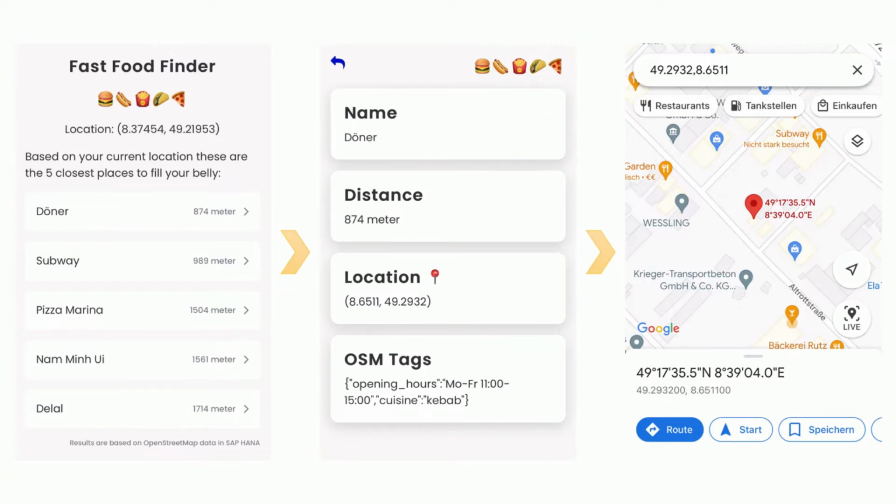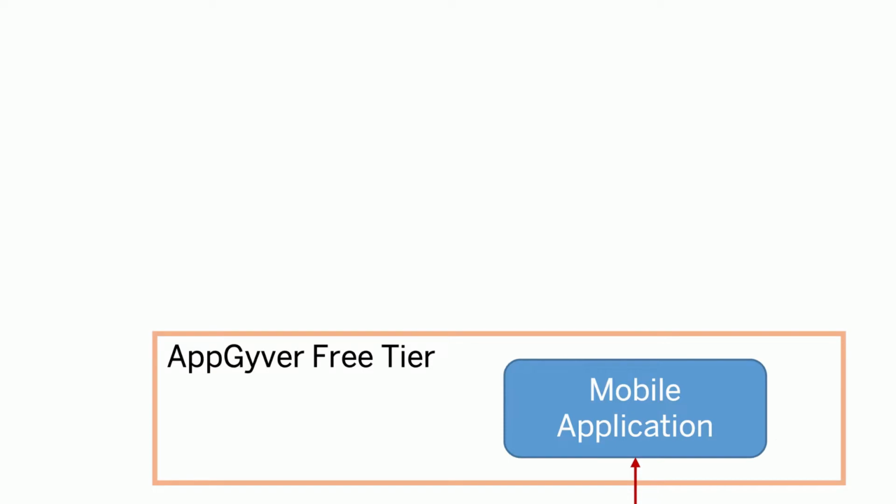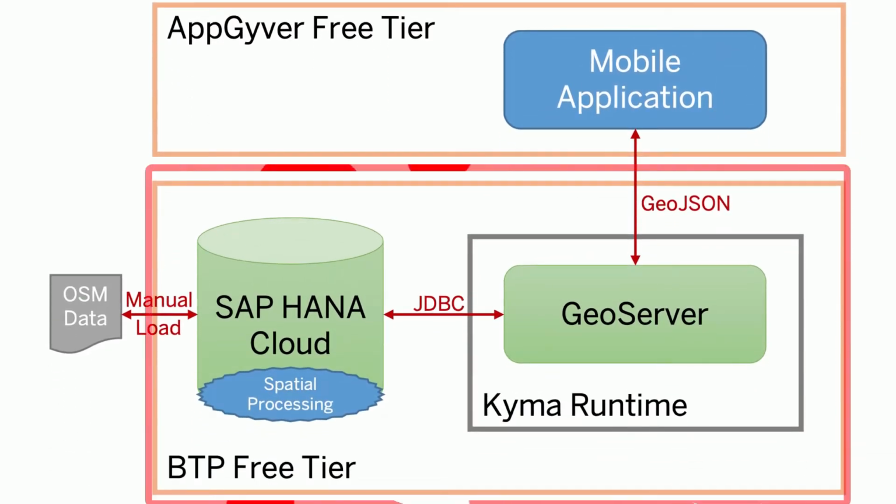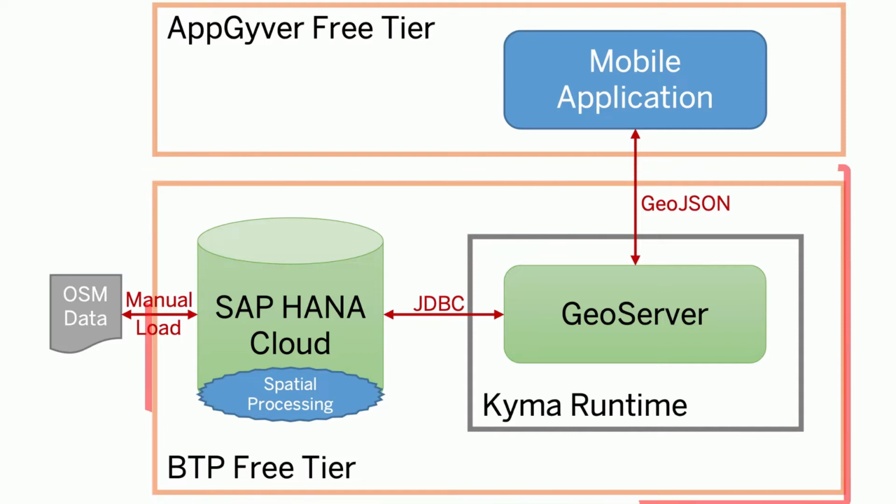The challenge here is, how does Matthias get the geodata displayed in the app? We now see a solution. First, an AppGyver account was created. And then an SAP Business Technology Platform free tier account was created. Now, an SAP HANA Cloud instance is set up because here the spatial calculations are performed in SAP HANA based on the dataset previously uploaded from OpenStreetMap.